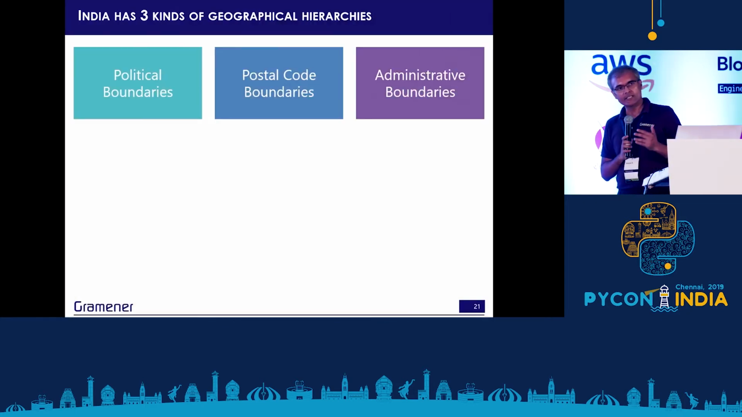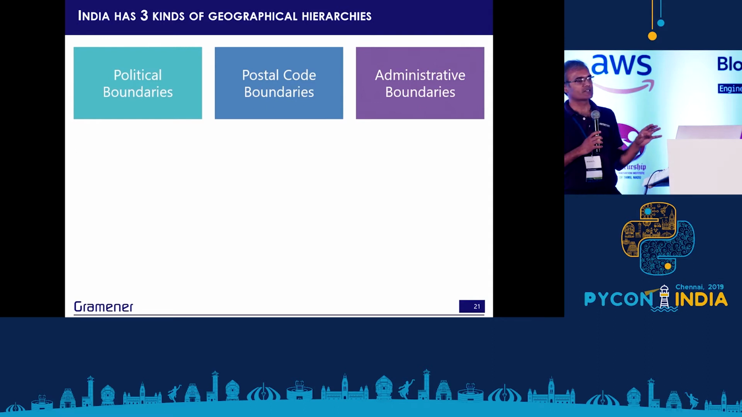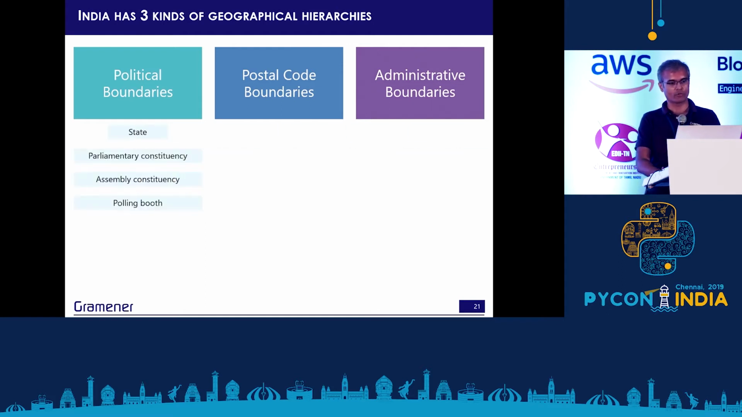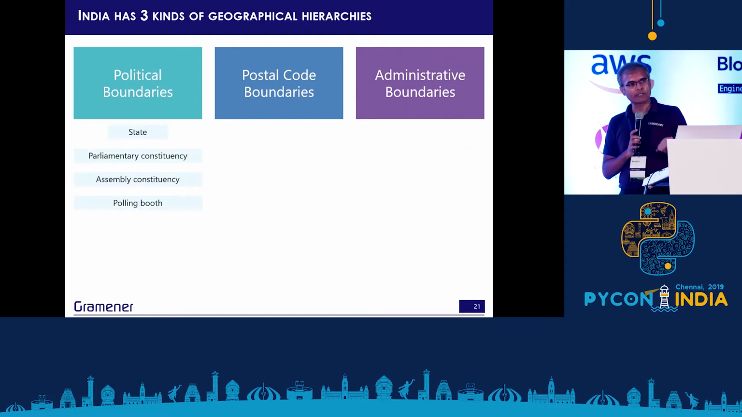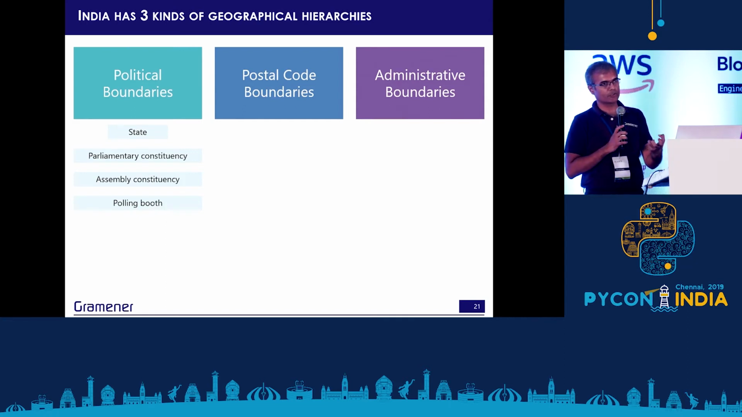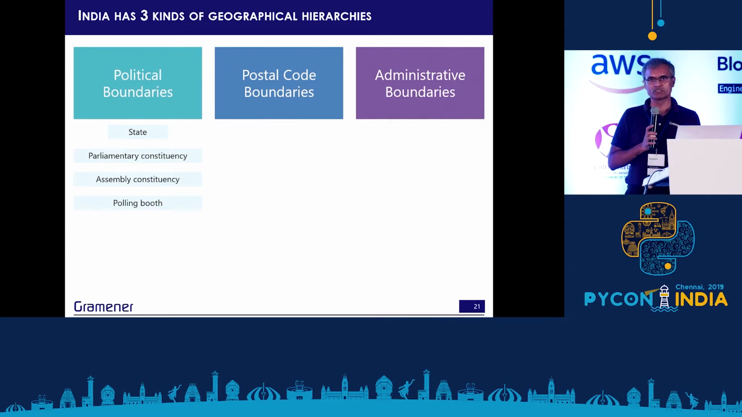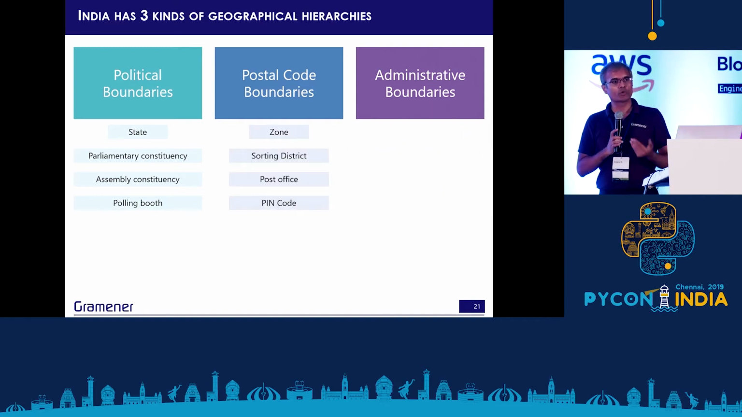See, it turns out that in India, there are broadly three kinds of geographic hierarchies. There is a political boundary hierarchy, a postal boundary hierarchy, and an administrative boundary hierarchy. By political boundary, I mean the state, parliamentary constituency, assembly constituency, going all the way down to polling booth. This has all of the results of the elections, and one of the important aspects of this is that policies get made to a good extent at this level because the MPs and the MLAs are focused on their respective constituencies.